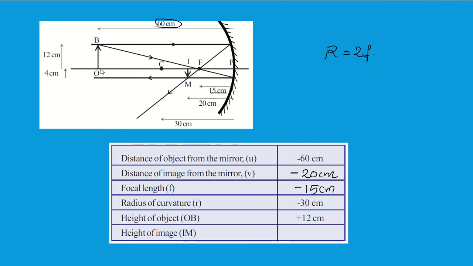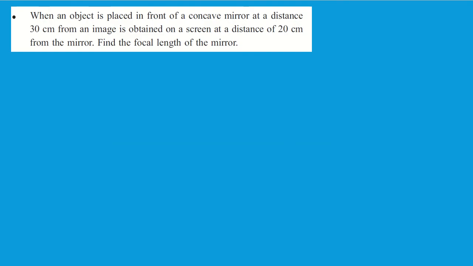And again it is on the left side, so it is minus 30. Height of the object, that is above the principal axis, so it is positive. And height of the image is 4 centimeter. So 4 centimeter is found below the principal axis, so below the principal axis, it is negative. Done. So we have already applied. We know how to apply the signs if a diagram is given. Now in the numerical, how we are going to apply the formula.